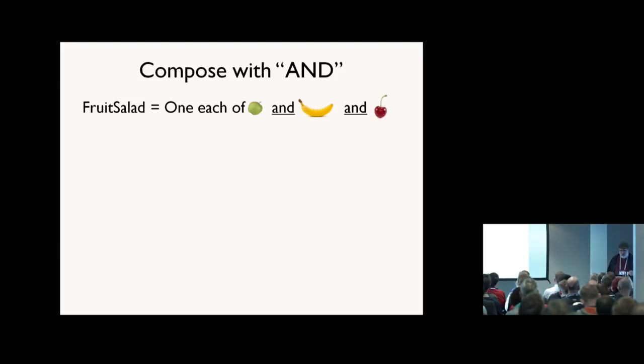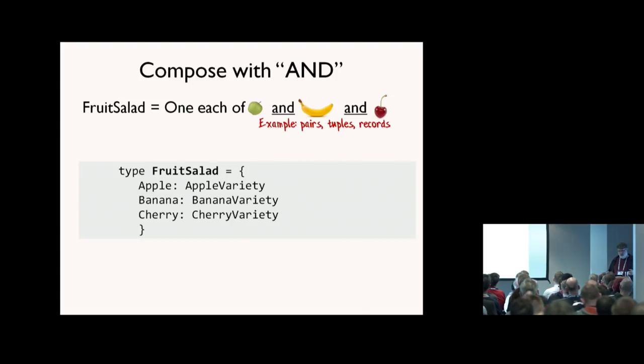Okay, so let's start with anding things together. So here's an example. Let's say you want to make fruit salads, and you say, well, I have an apple and a banana and a cherry. That's what makes up my fruit salad. And this is a very familiar thing. Any programming language has this kind of stuff. It's a pair, it's a tuple, it's a record, it's a struct, whatever you want to call it.